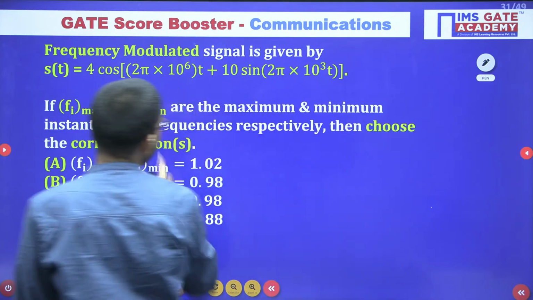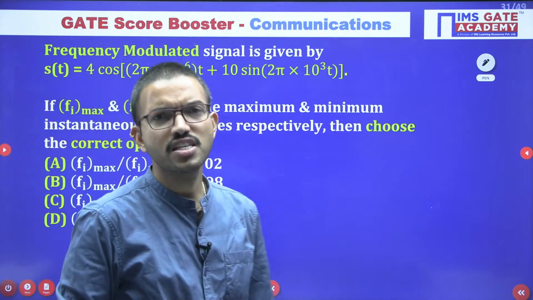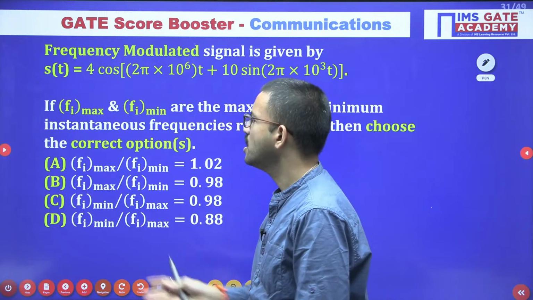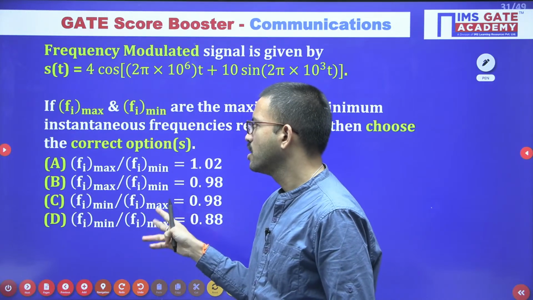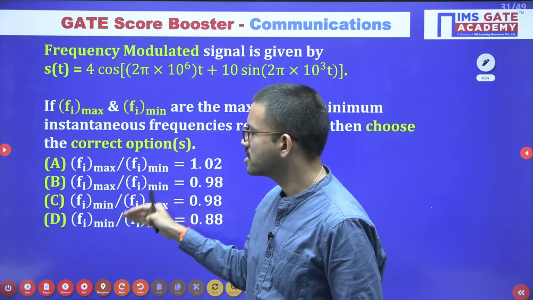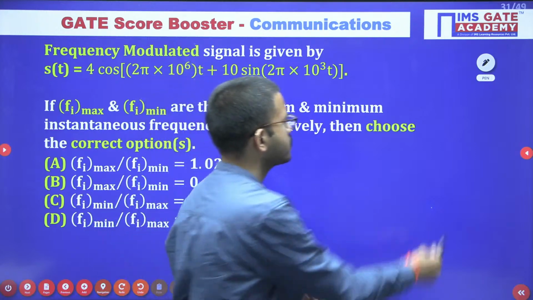Okay. So here you have an FM signal. First of all, try to find out the instantaneous frequency. From there, calculate the maximum instantaneous frequency and minimum instantaneous frequency. After that, you can substitute. Okay. Among option A and option B, at max one option can be correct. Among option C and option D, at max one option can be correct. All of you give it a try.